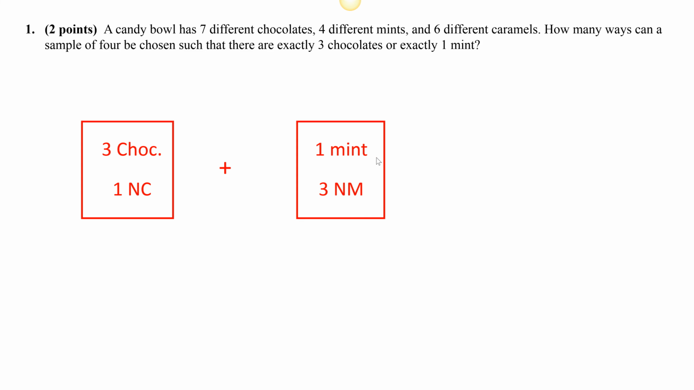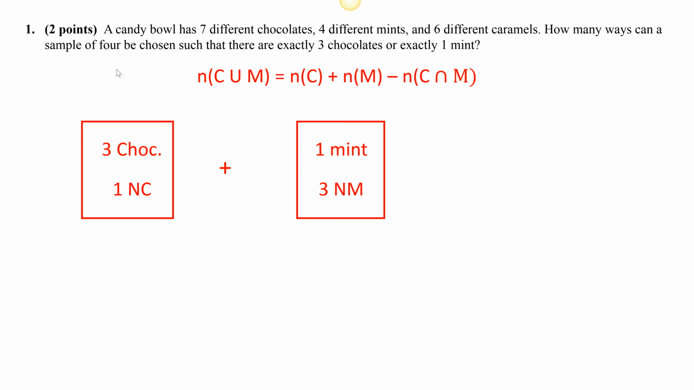Now the other thing you need to think about whenever you're doing union, whenever it says OR and you're adding these separate rectangles, these separate events, you need to ask yourself, can these 2 things occur at the same time? Can I draw 3 chocolates and 1 mint at the same time? And the answer is yes, you can, because you're drawing a sample of 4. And whenever those 2 things can occur at the same time, you need to subtract it, okay?